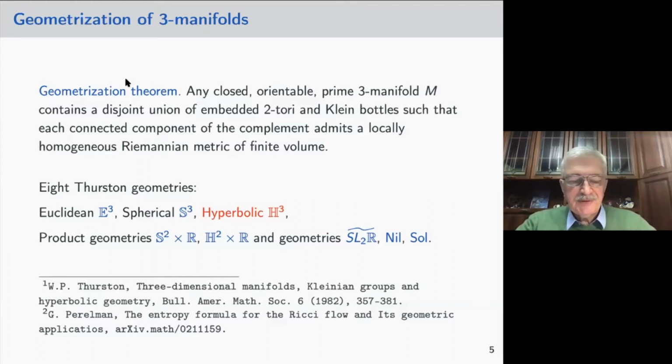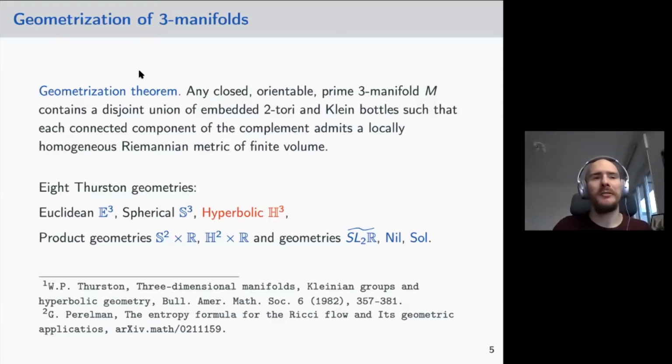And these geometrical pieces belong to a family of eight so-called Thurston geometries. So it's Euclidean, spherical, or hyperbolic, or two product geometries, sphere times the real line, or hyperbolic plane times the real line, and three more exotic geometries: the universal cover of SL(2,R), Nil geometry, and Sol geometry. And today I will mostly concentrate on hyperbolic three-dimensional space. We are interested in these manifolds because they form a very wide class of geometrical pieces for the general family of three-dimensional manifolds.